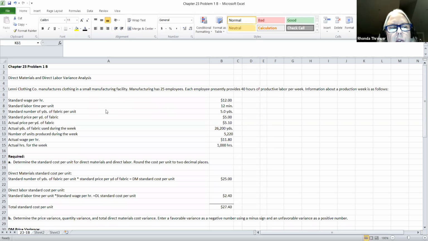So they've given us all this information about standard wage per hour. Now, what I want to talk to you about is what standard wage per hour means. This is your budgeted amount. Anytime you see standard, it's what it should have been. So they've given you the standard wage per hour at $12.